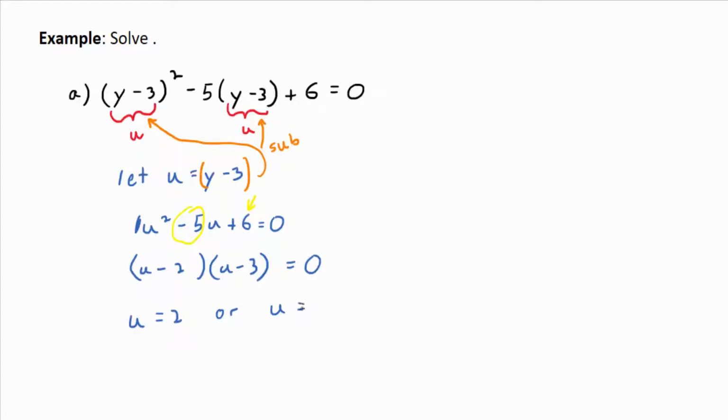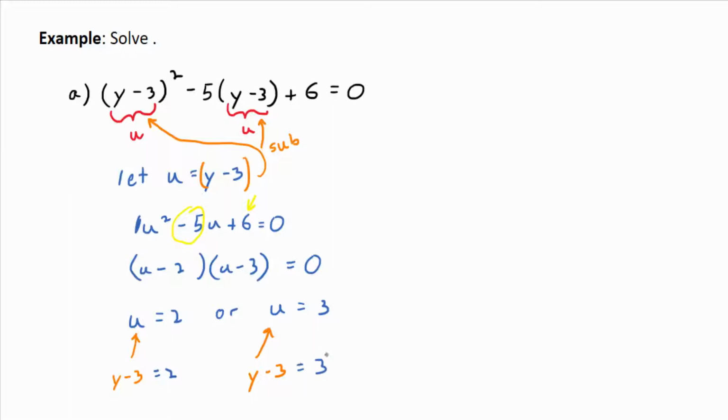Now, what's the problem? Have we solved for the given unknown, which was y? We haven't. So we're not done. You've got to substitute back. It's easy enough, you guys. Look, u is equal to y minus 3. So I could back substitute y minus 3 where the u is, and then solve that simple equation. If u equals 2, y minus 3 equals 2. Or if u equals 3, y minus 3 equals 3.